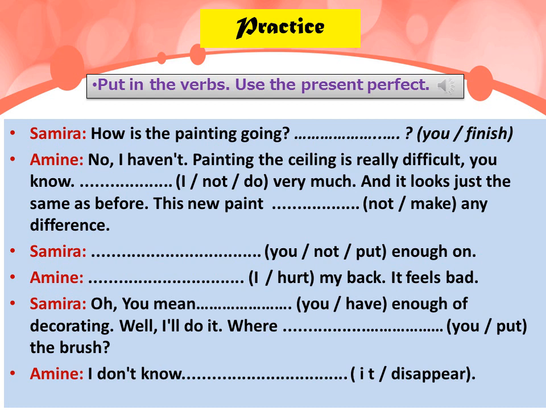How is Samira? How is the painting going? You finish. Here we need interrogative. I mean, no, I haven't. Painting the ceiling is really difficult. You know, I not very much. Here we need negative. And it looks just the same as before. This new paint not make any difference. Here we need another negative form. Samira, you not put enough on. Here we need negative 2.